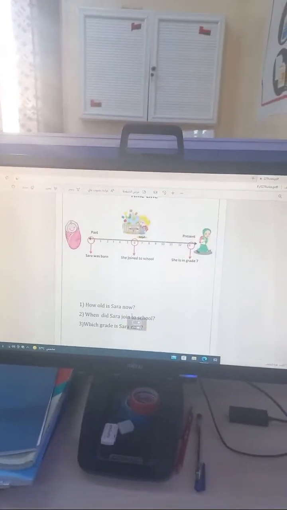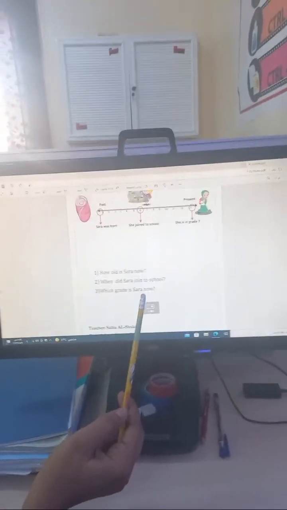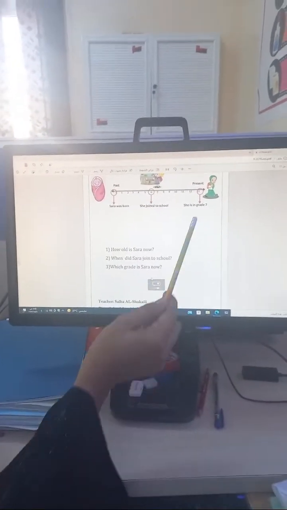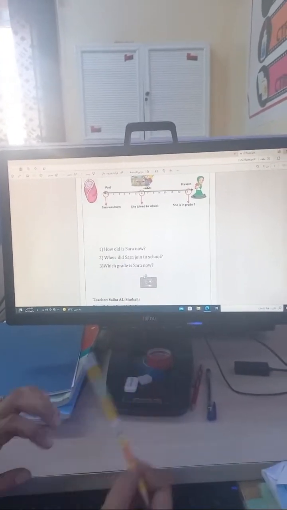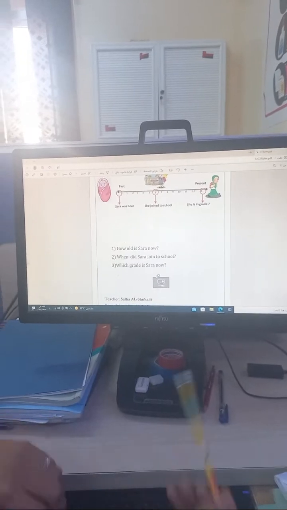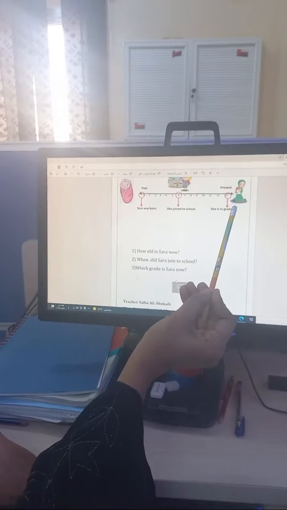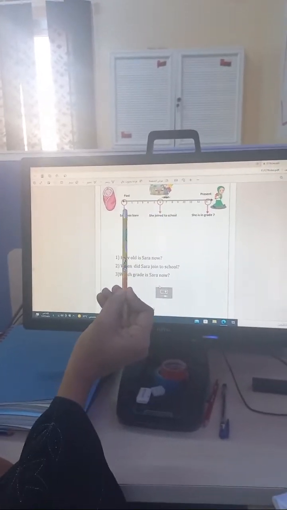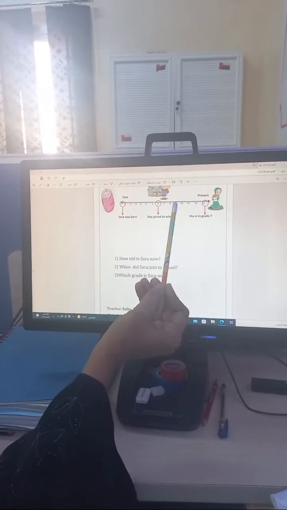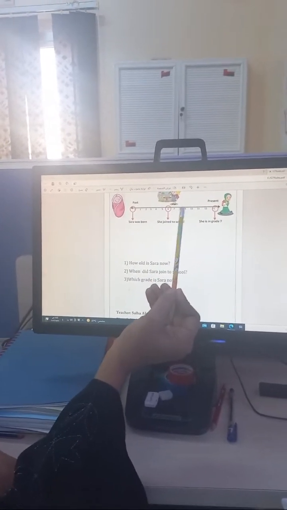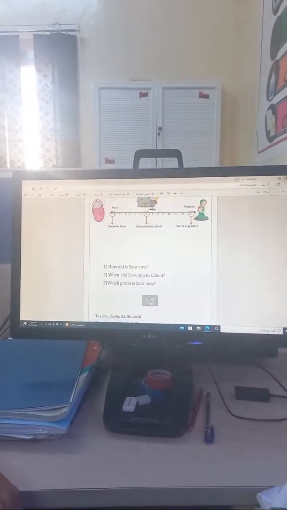Another question: which grade is Sarah in now? We want to know which grade she is in. She is in grade 7. Yes, right. So this is the timeline. A timeline means we have a line with numbers that explain the time when she was born. For example, at age 10, she was 10 years old or she was in grade 4.